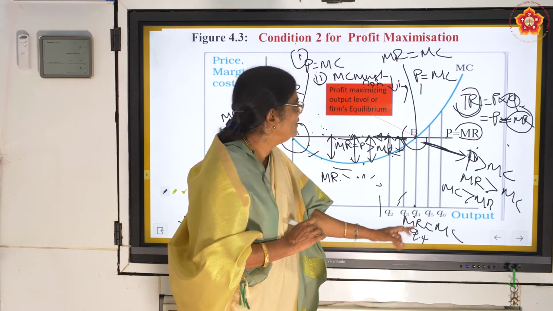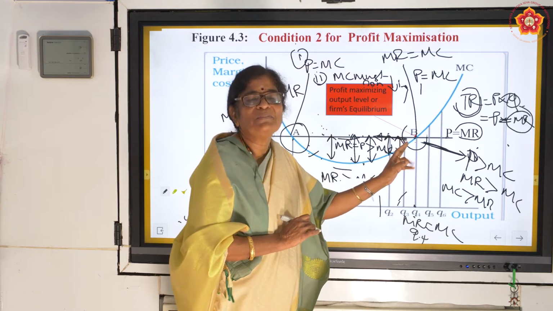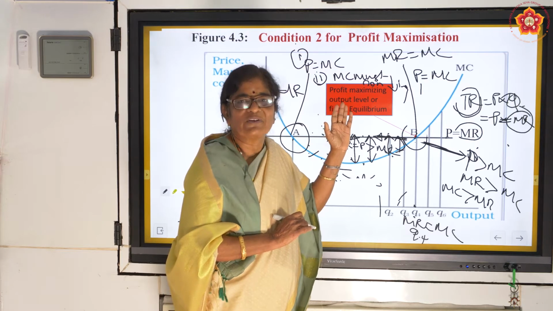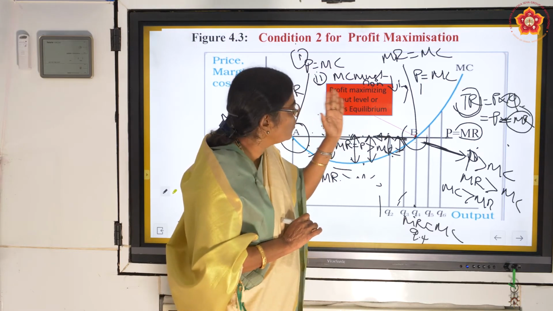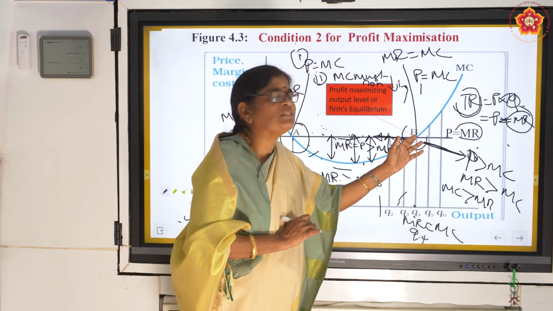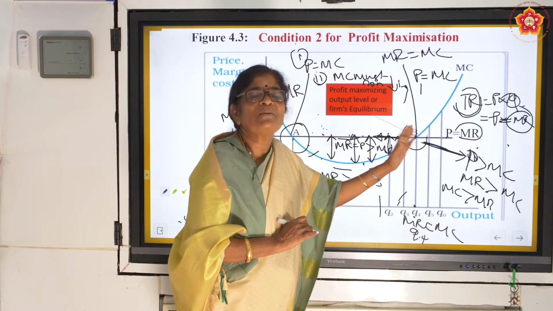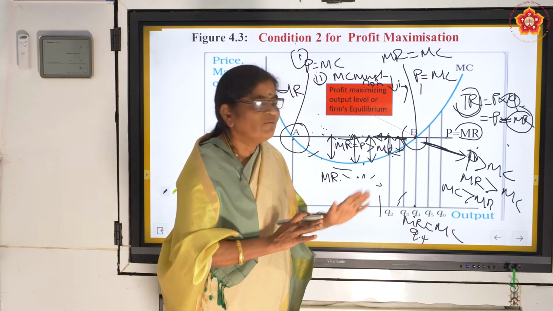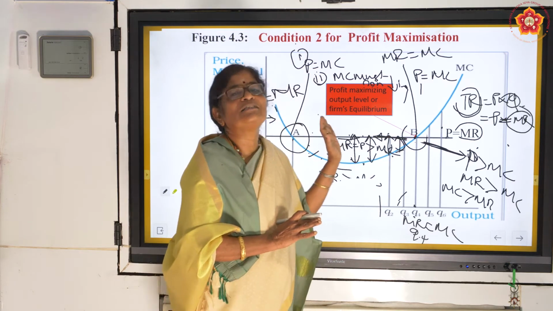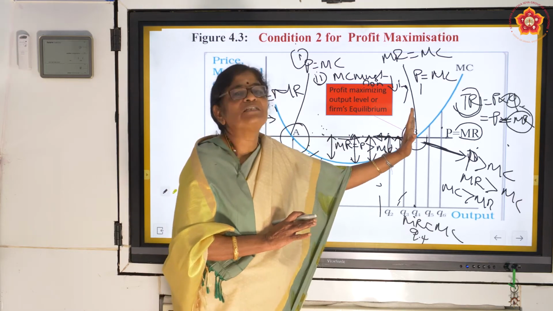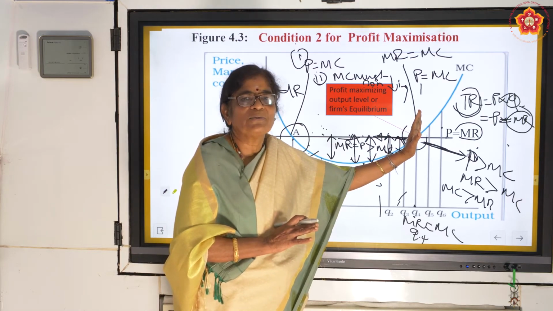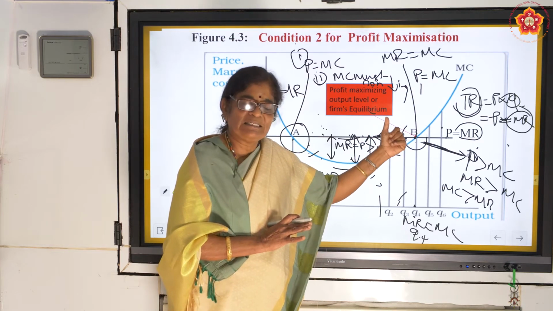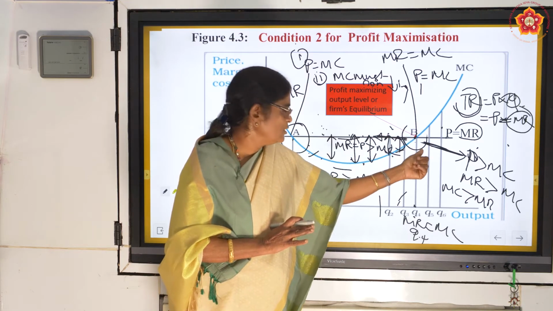And not only that, the firm equilibrium also coincides at that point. The firm is in equilibrium because it is at rest. The firm is not going to think whether to increase or decrease the output. It has reached the maximum level at MR equal to MC. That is what it is called. The firm is in equilibrium, and at the same time the firm is producing the maximum level of output.